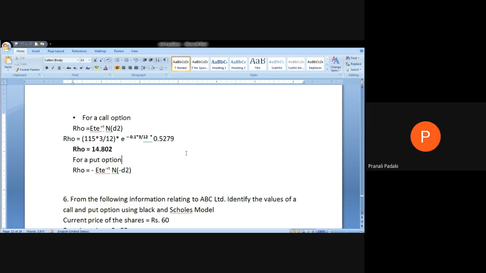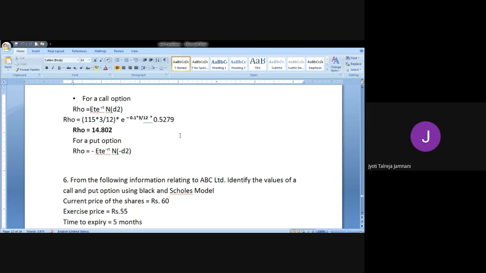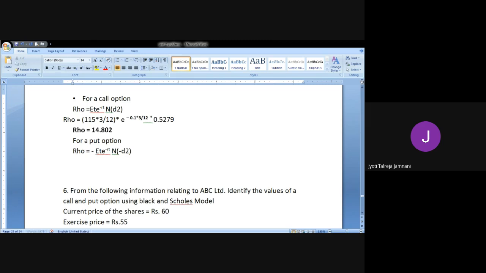Yes, ma'am. Now for put option rho, the same formula, but it starts with the minus sign. And here instead of N(d2), it is N(minus d2). So the value of rho, I'm giving you the answer. You can try it at home. You'll get it as minus 13.237.